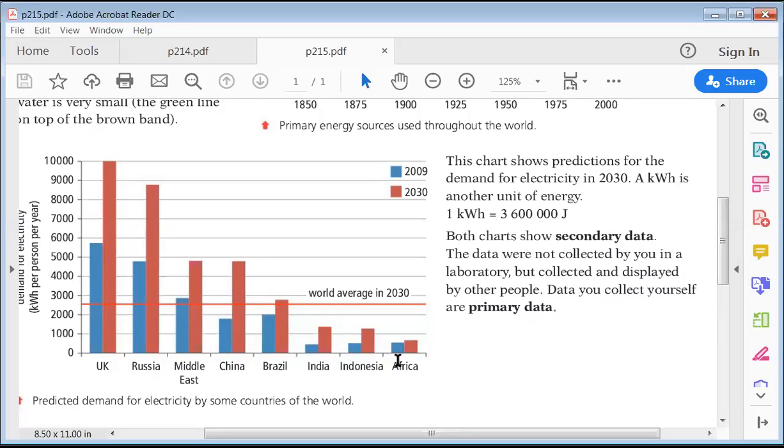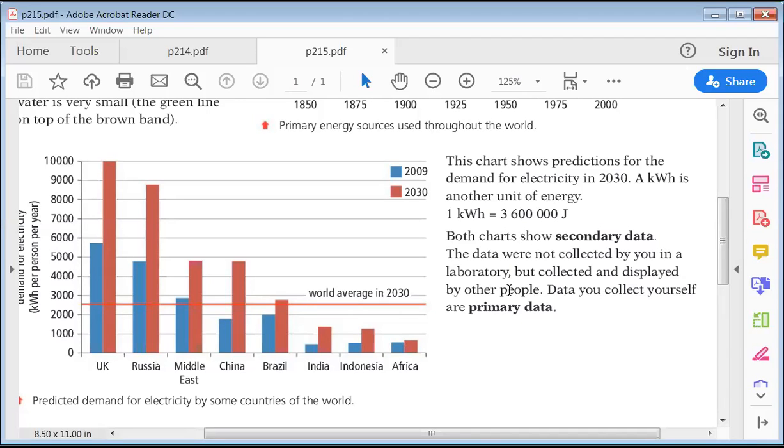We can use it, okay, how many kilowatts in just 1 hour we are using. So here, this is a prediction, in 2030 the needs for electricity will be 3,600,000 joules. This is too much, okay?